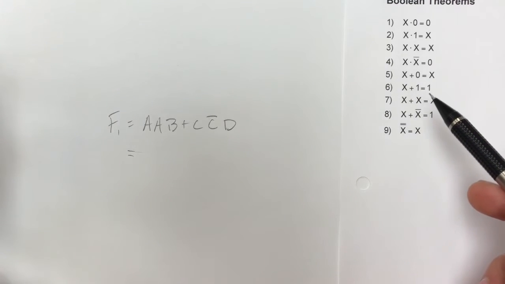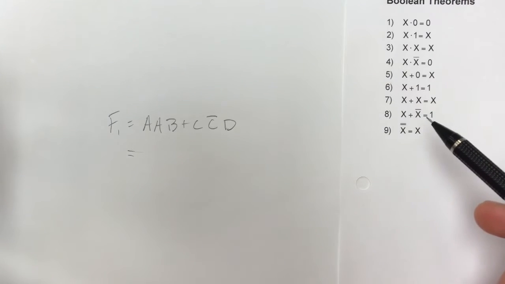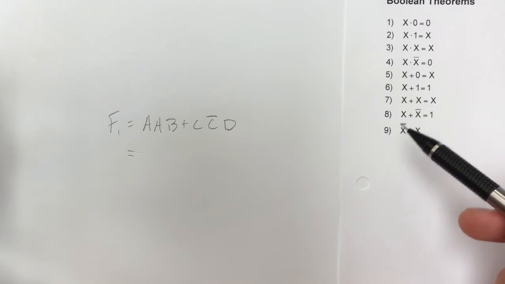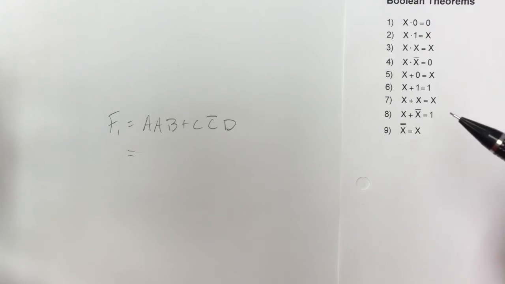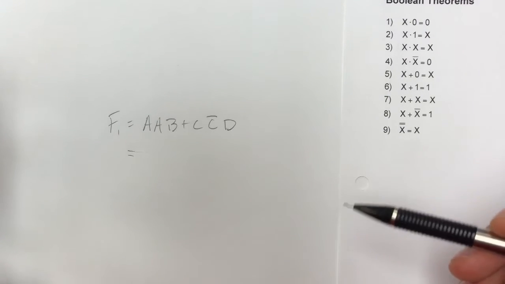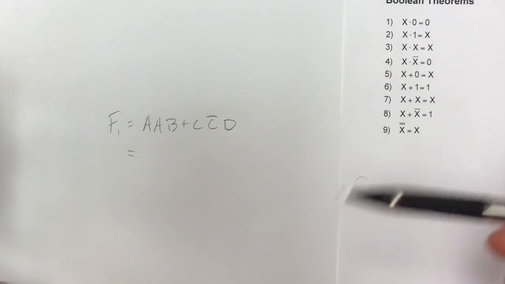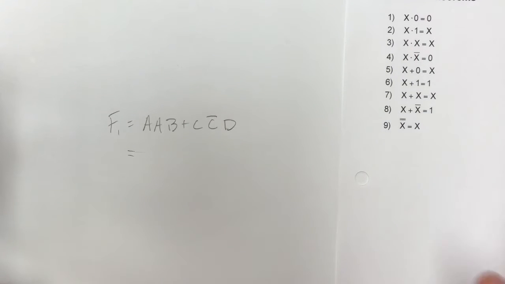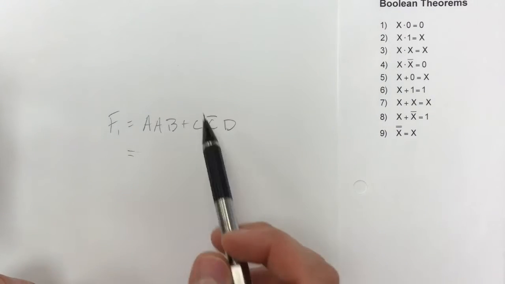X or 1 is 1. X or x is x. X or x' is 1. And double not: if you NOT a NOT, it's x, because you're inverting an already inverted signal. So you're inverting it back to x. All right, let's look to see what we can use in here.